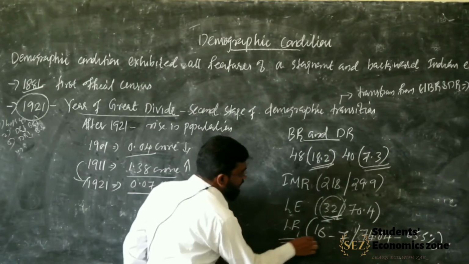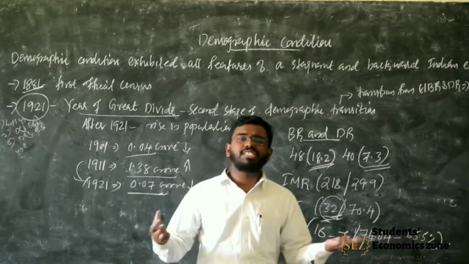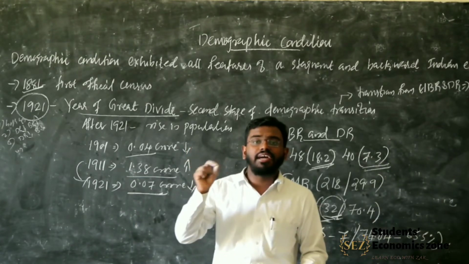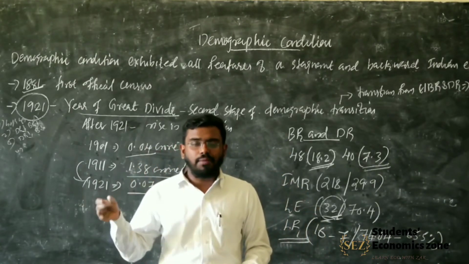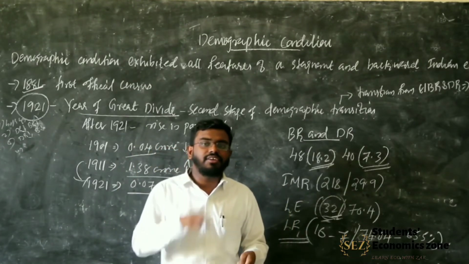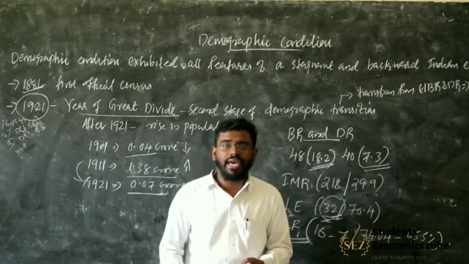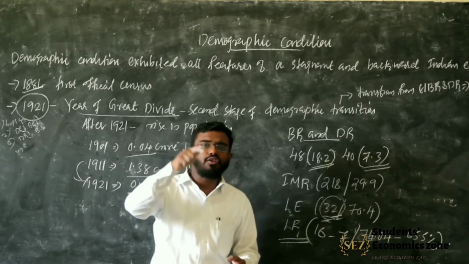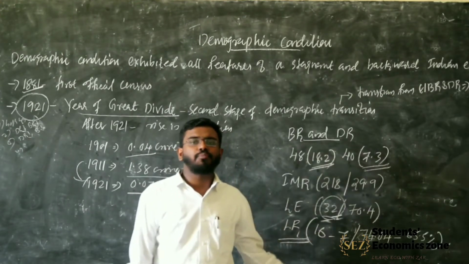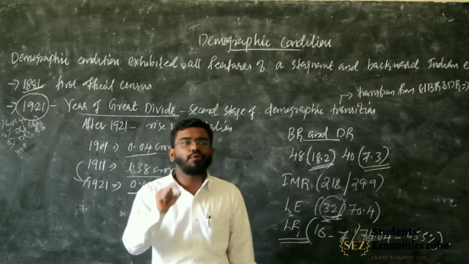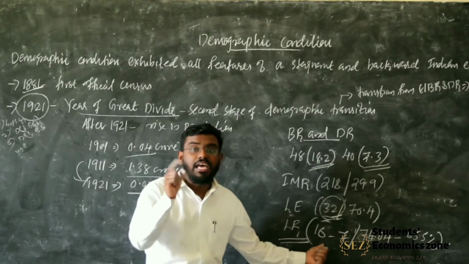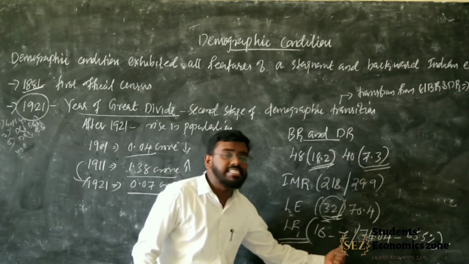Last one, that is literacy rate. Who is known as literate? A person who can read and write in any one language is treated as literate. The literacy rate shows the educational level. Under colonial rule, the literacy rate was only 16%. 16% of the population knew how to read and write. Out of that, the female literacy rate was only 7%.